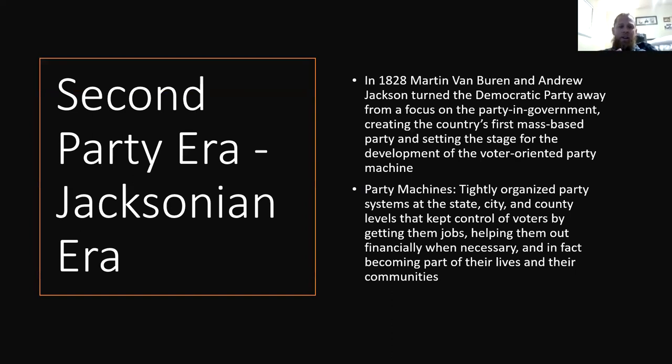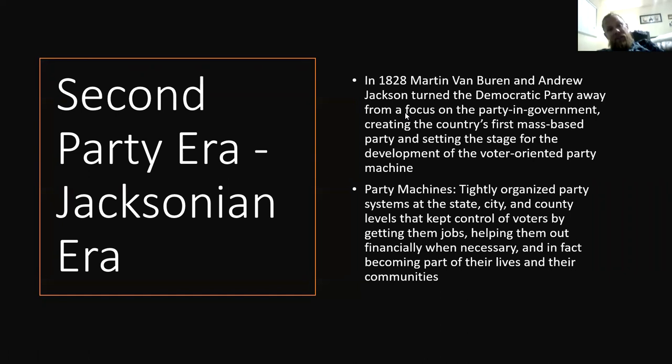The second party era began in about 1828 when Martin Van Buren and Andrew Jackson turned it from Federalist, then the Democrat Party developed, the now Democrat Party, away from a focus on the party in government, creating the country's first mass-based party and setting the stage for the development of the voter-oriented party machine. In other words, what they created was the citizen-led parties, which essentially is what we are now because of this.